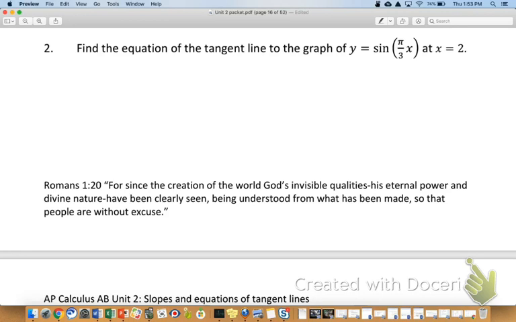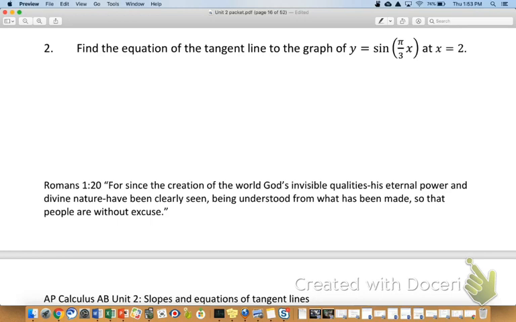Okay, so with number 2, let's do the easy part first. If we are trying to find the equation of a tangent line, what are the 2 things that we must have? Point of tangency plus slope of the tangent line. I'm kind of thinking that the point of tangency, as long as we know the unit circle okay, is going to be the easier one.